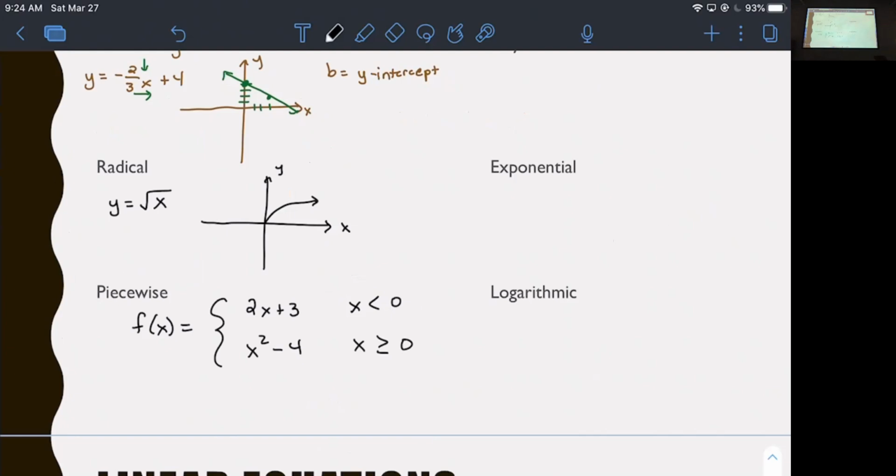Again, you won't need to know how to graph these for the ACT, but what they could do is they could say, if that's your function, what would f at 3 be? So on a piecewise function, it has pieces, and it tells you what values of x go with each piece. So my top piece at 2x plus 3.